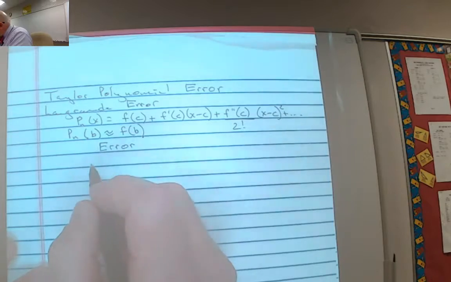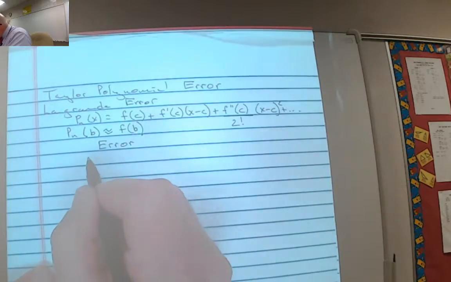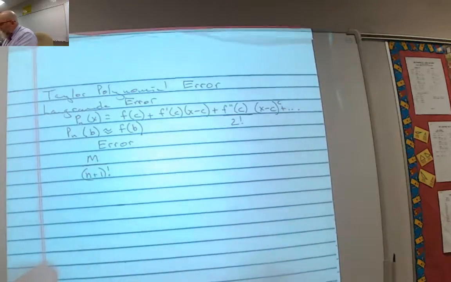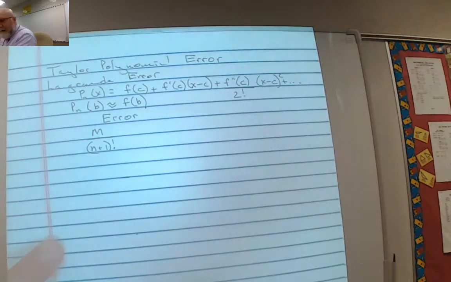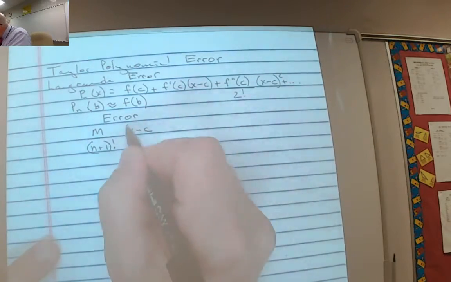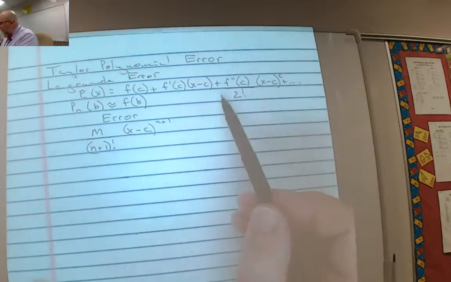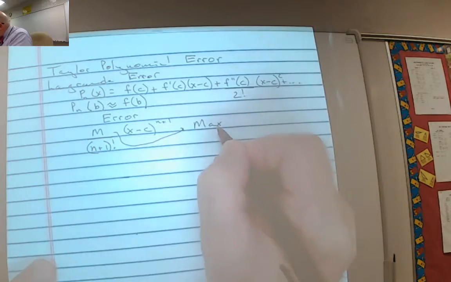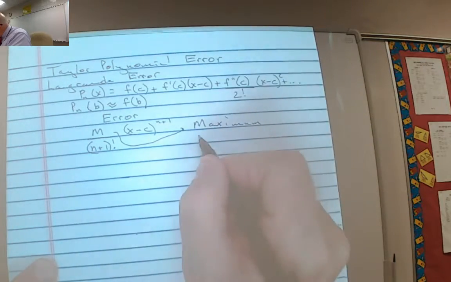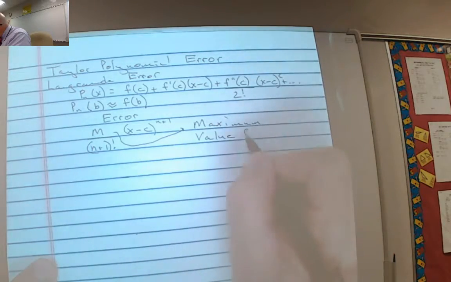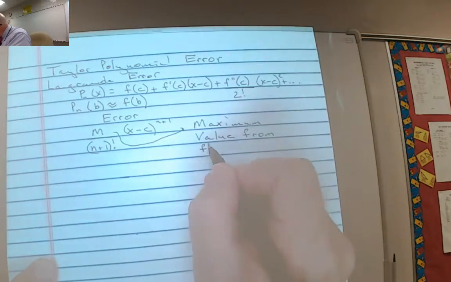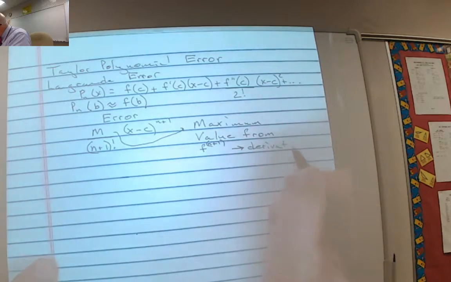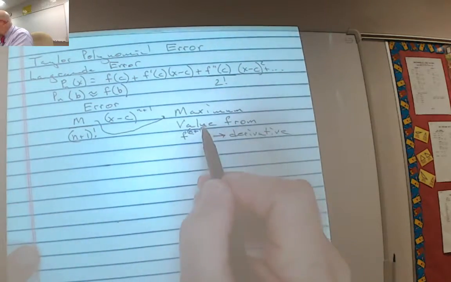That error, which is called a Lagrange error, is computed this way. I'm going to use this letter first, M. And it's n plus 1, which means it's based on the next term, the next derivative, times x minus c to the n plus 1. So you can see that that's generated from this polynomial. And this M, the reason they choose the letter M, is that it's going to be the maximum value from the derivative, the n plus 1 derivative. The maximum value you can get from that derivative.